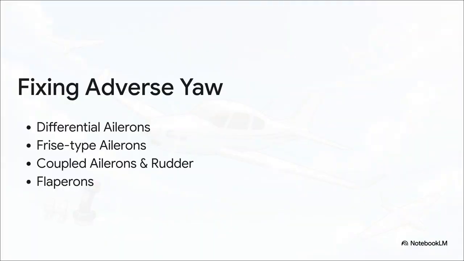Now, obviously, you can fix adverse yaw yourself by stepping on the rudder pedals, which, let's be honest, is exactly what your CFI is always yelling at you to do anyway. But over the years, engineers developed 4 distinct mechanical systems to counteract this effect automatically. For the exam, you need to know them: differential ailerons, Frise-type ailerons, coupled ailerons and rudder, and flaperons. Let's look at the 2 big ones.